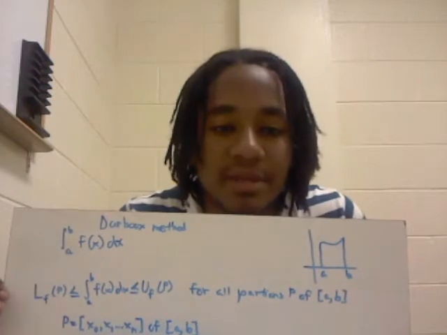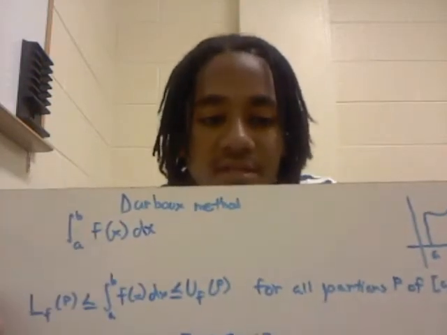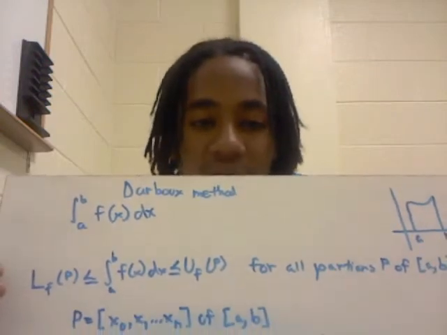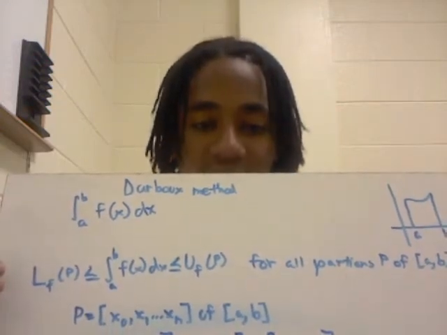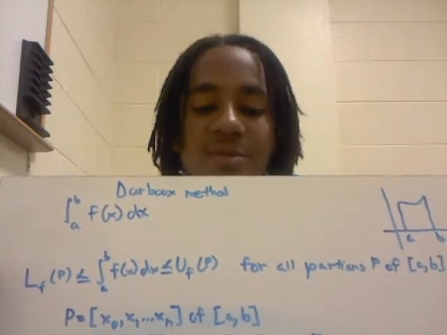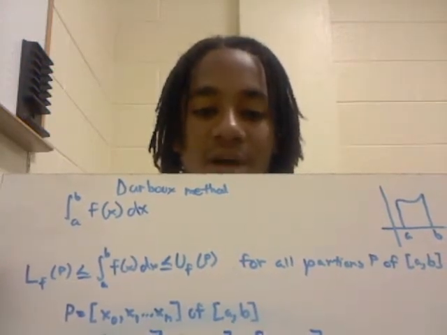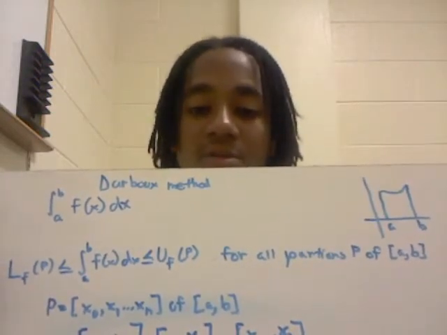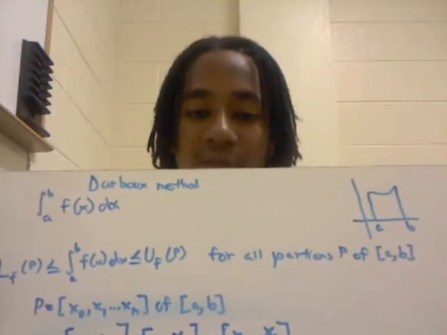Hello, I'm Jerome, and today I will be explaining the integral and the limit of Riemann sums, which is defined on the integral from a to b of f of x dx, which satisfies the inequality L of f of p is less than or equal to the integral from a to b of f of x dx, which is less than or equal to U of f of p for all partitions p of the closed interval from a to b.